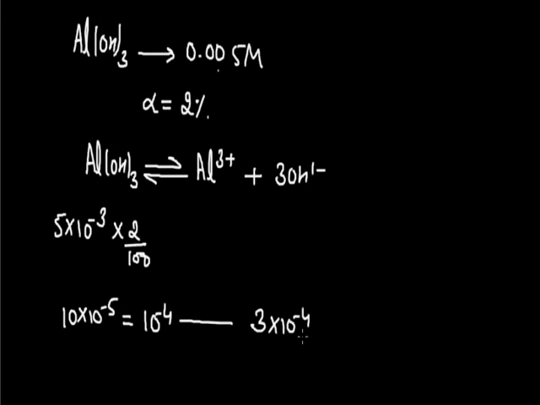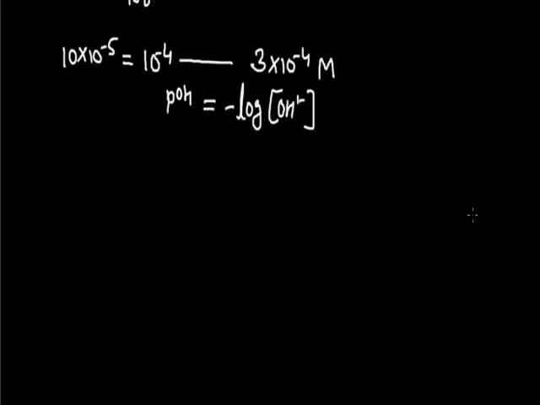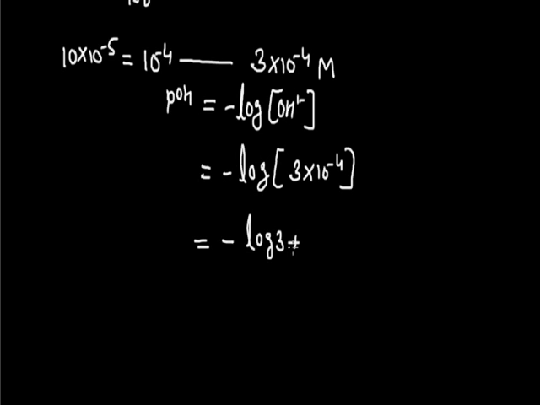Since these hydroxide ions are present in 1 liter of solution, the concentration will be 3 into 10 power minus 4 M. Since it is a base, for the calculation of pH we first calculate the pOH. The pOH is the negative logarithm of the concentration of hydroxide ion. If we put in the concentration of hydroxide ion, 3 into 10 power minus 4, the value will be minus of log 3 plus log 10 power minus 4.